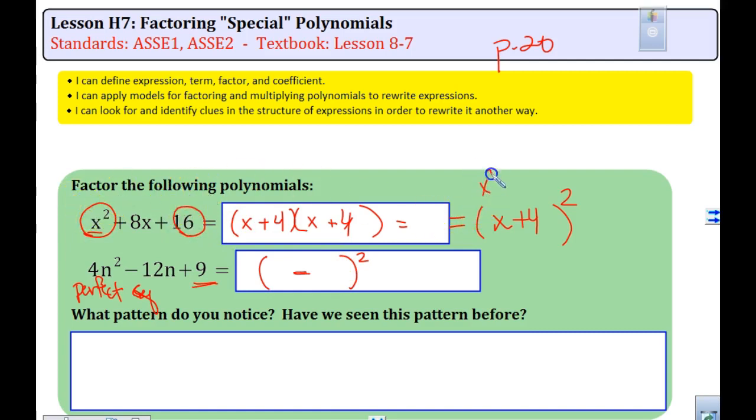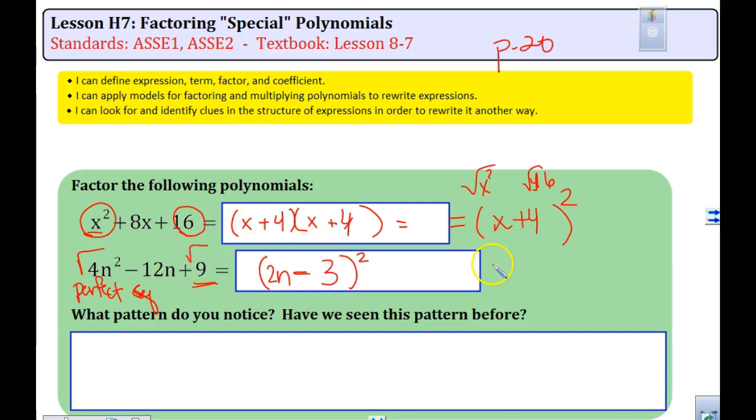Square root of x squared gave us x. The square root of 16 gave us 4. This time we're going to take the square root of 4n squared. That's going to leave us with 2n. I'm going to take the square root of 9.